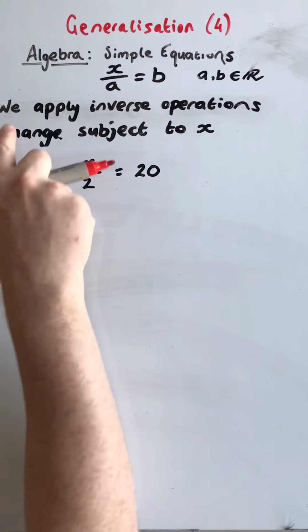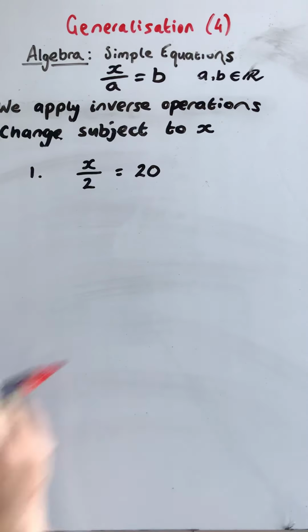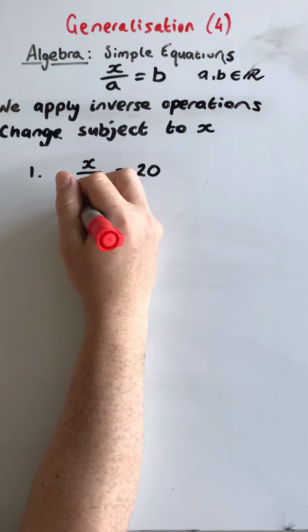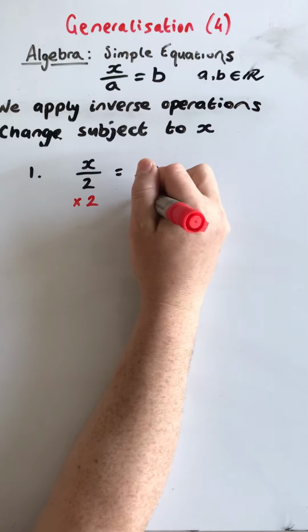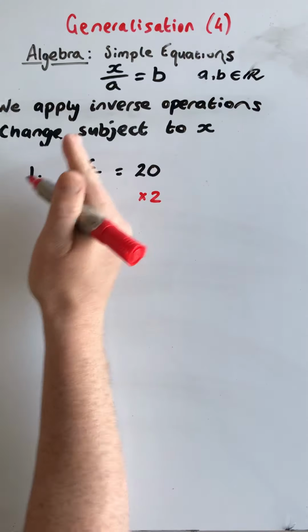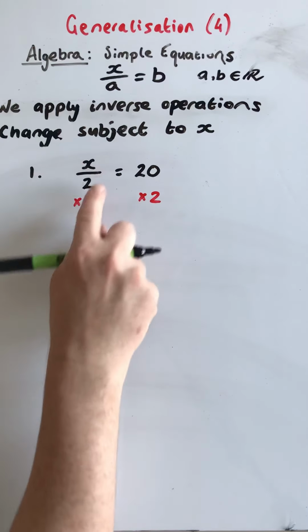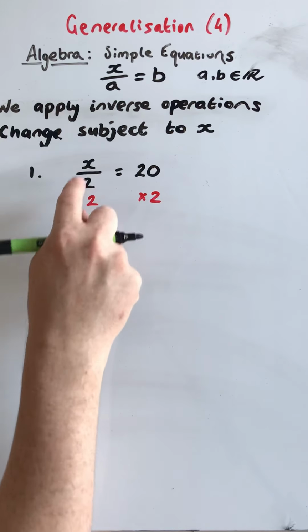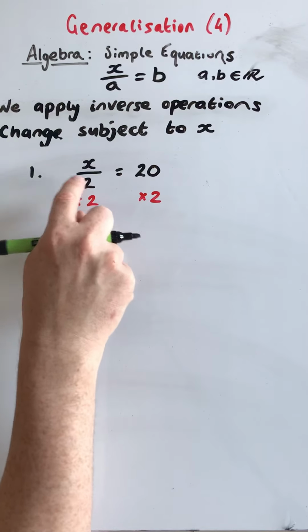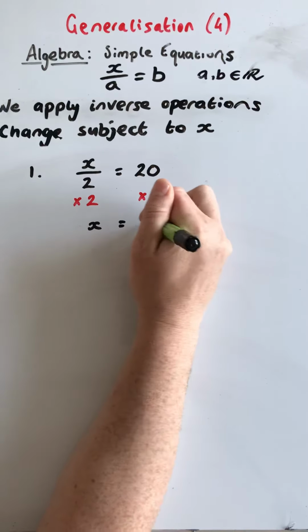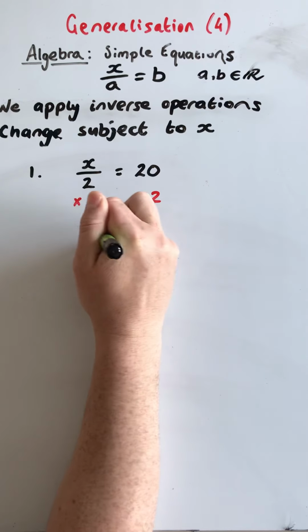What we are doing is we're going to apply inverse operations. What is happening to x? x is being divided by 2. What's the inverse operation of division? It's multiplication. So whatever we do to the left hand side, we must do to the right hand side. So the inverse operations will result in a 1. 2 divided by 2 is 1, we'll not write that 1. 20 times 2 is 40.